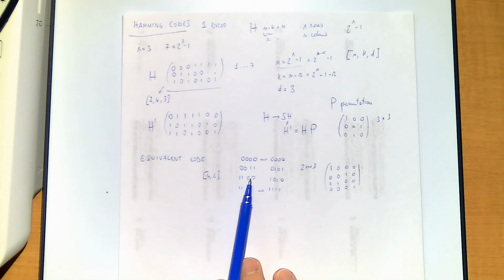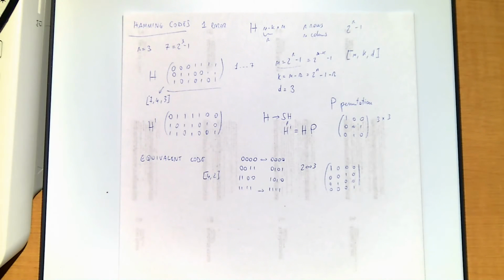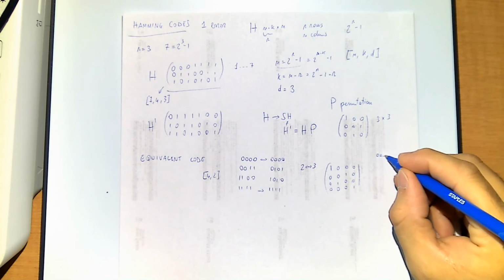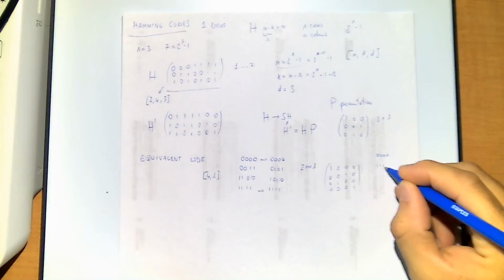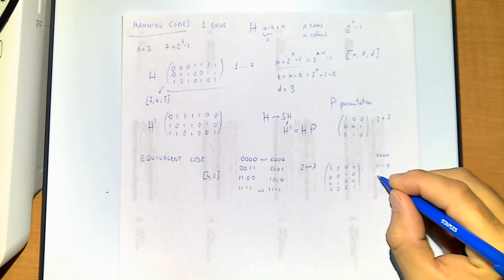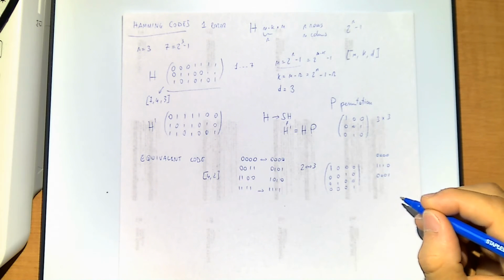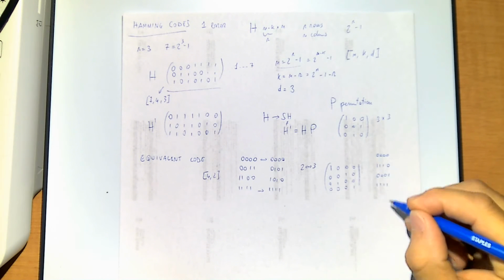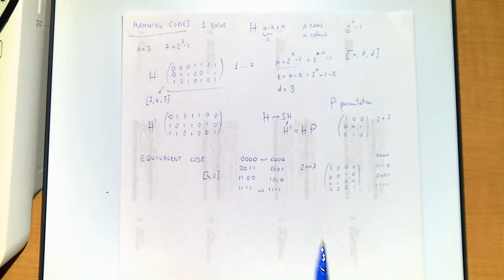So in this code, there are exactly 2 words of weight 2 and 1 word of weight 4. And they're mapped to each other, and whatnot. If I had a different code like this, and then, for example, like this, it is not equivalent, because the weights are different, they're not the same code words.